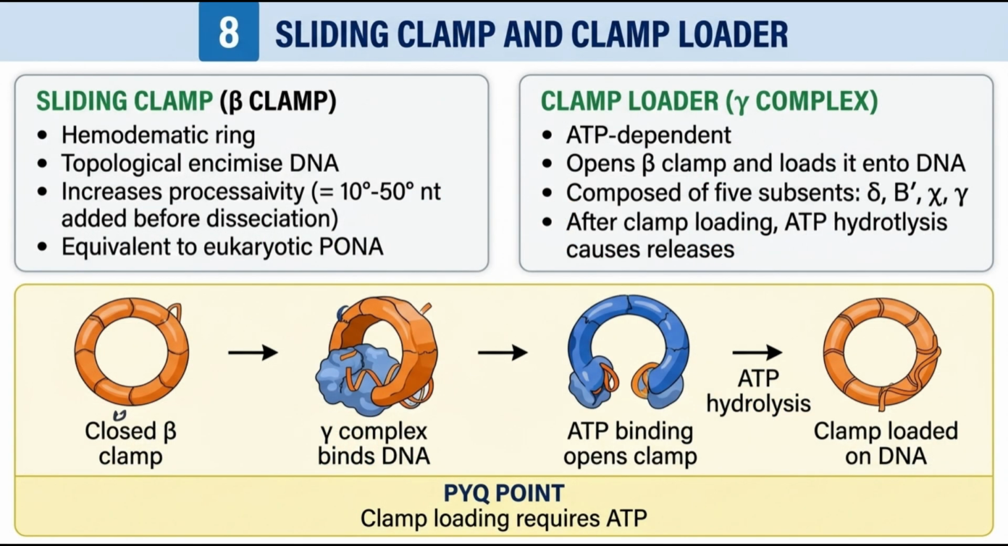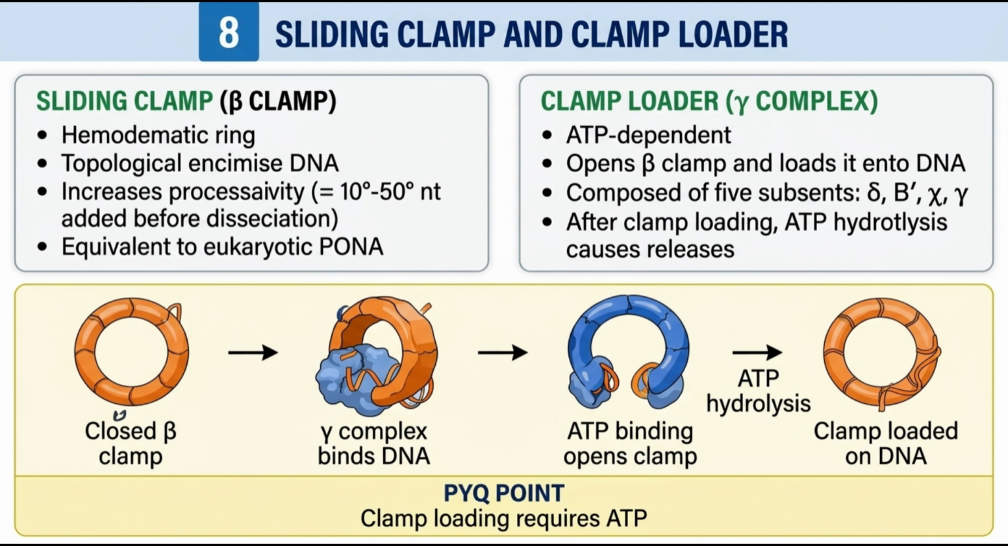Sliding clamp and clamp loader. The sliding clamp is essential for rapid DNA replication. In bacteria, the sliding clamp is called the beta clamp. It forms a ring-like structure around DNA and tethers DNA polymerase III to the template. Without the sliding clamp, polymerase would frequently dissociate from DNA. The clamp loader complex loads the beta clamp onto DNA in an ATP-dependent manner.